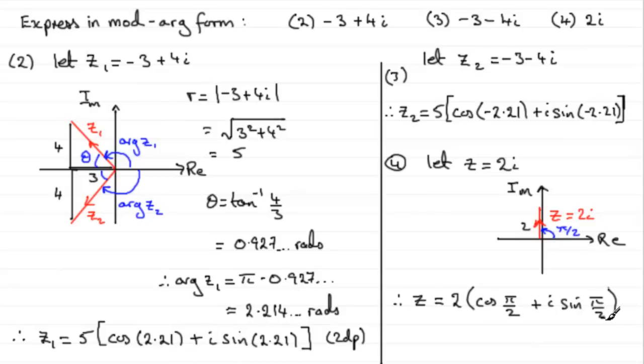Nice and simple. Okay, so I hope that's given you some idea then how to go about doing the mod arg form for a complex number.